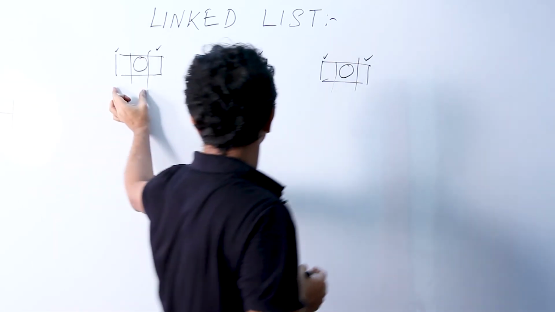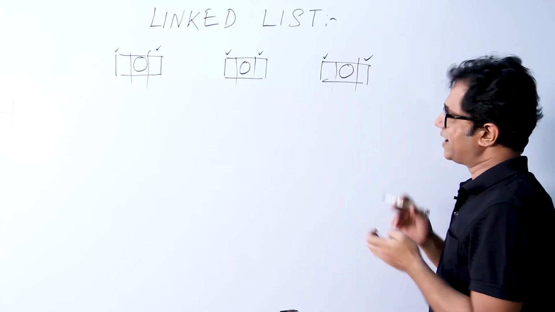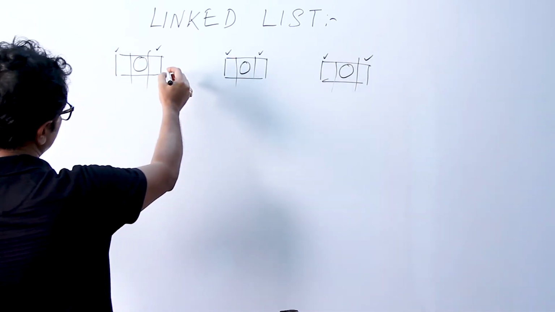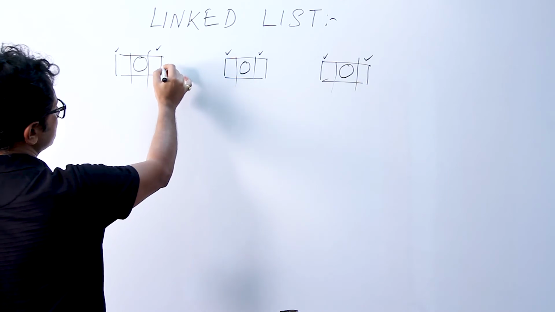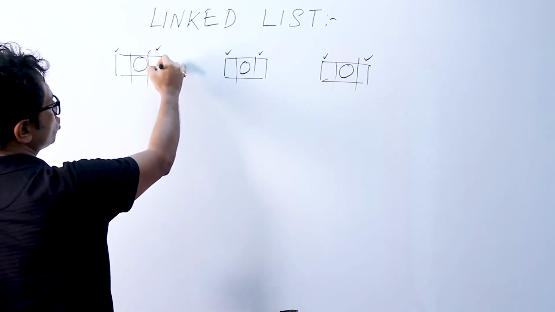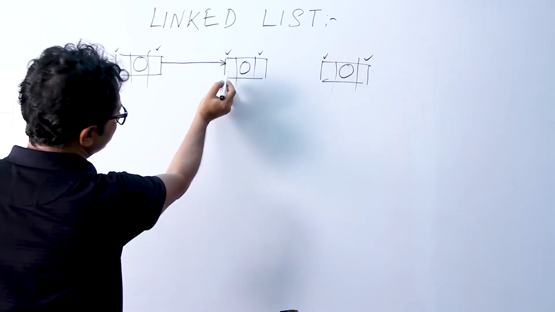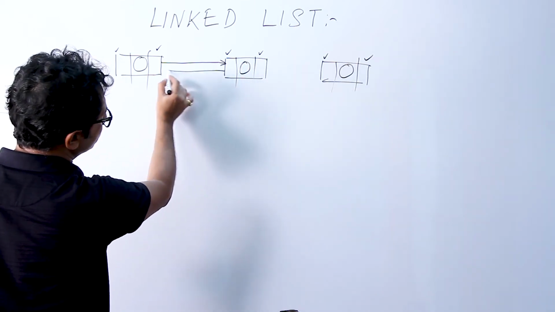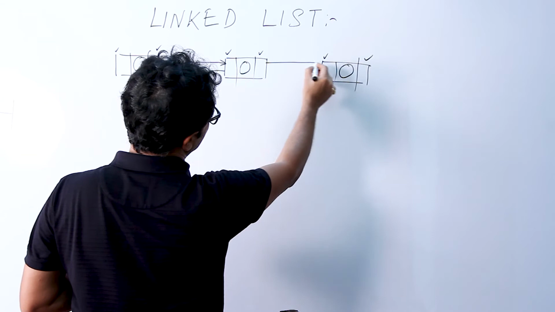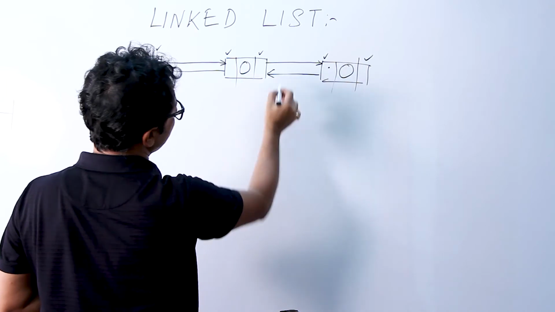Because it is holding two addresses, we can name it a doubly linked list. But how are the nodes linked to each other? This address portion will hold the address of the right side node, and this address portion will hold the address of the left side neighbor. Likewise, this address portion will hold the address of the right side neighbor, and this one will hold the address of the left side neighbor.